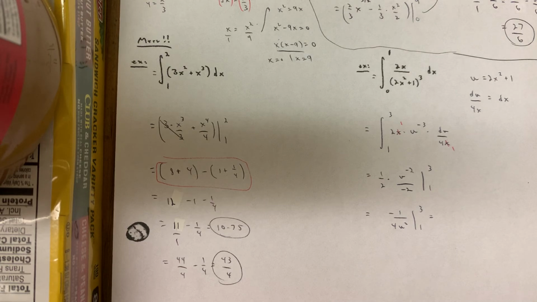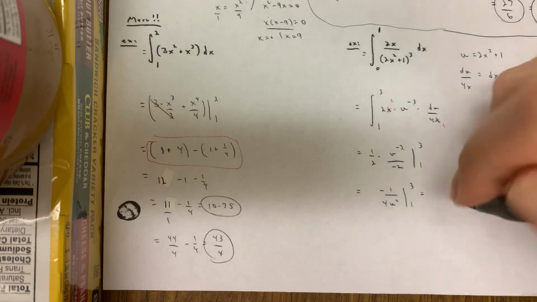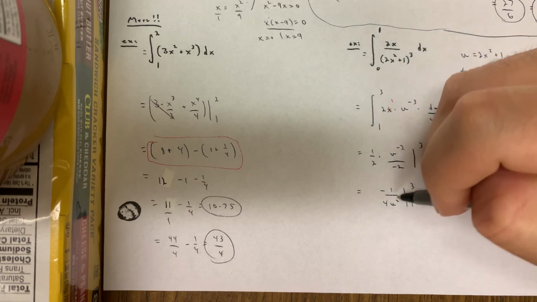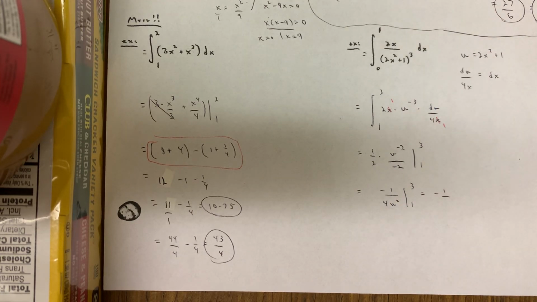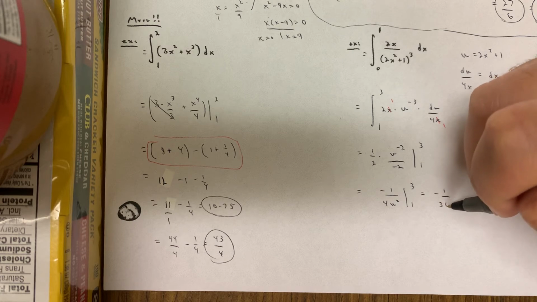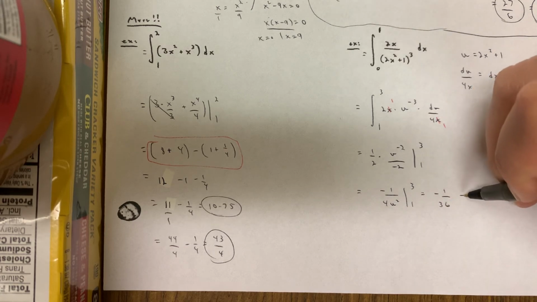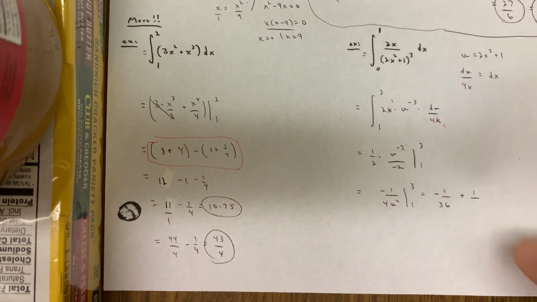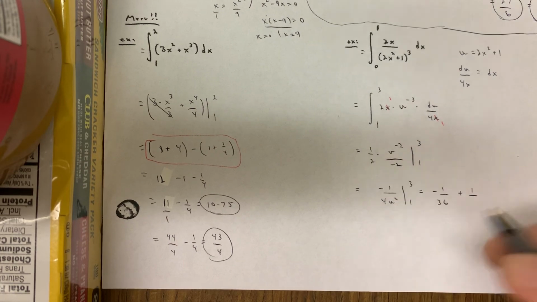A lot of times it makes sense to simplify these things before you plug in. It can make things a lot easier. Plug in the 3 first. So negative 1 over 4 times 3 squared. So negative 1 over 4 times 9. So negative 1 over 36. Check this out. Minus negative 1 over, right? It becomes a plus sign. 1 over 4 times 1 squared.